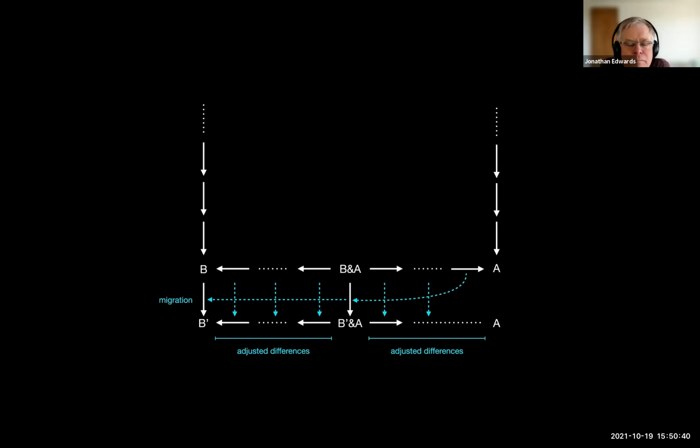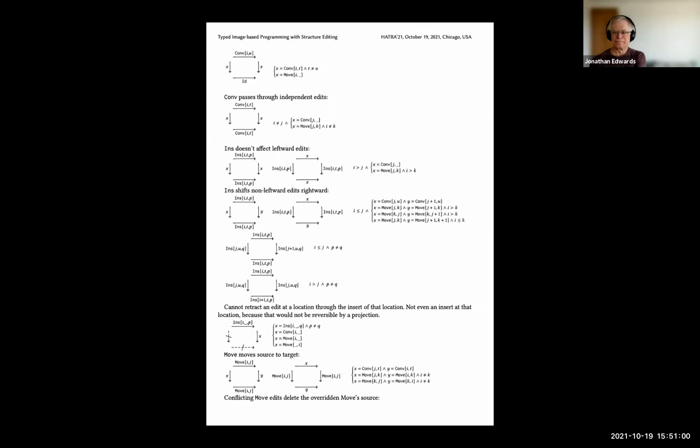Migrating all the differences from both sides is called a merge. It leaves them equal. Migrating the differences from one side is what Git calls a rebase. Git calls migration cherry picking. But unlike Git, cherry picking is the fundamental operation out of which we build all the others. You can read about the details of the theory in the paper.